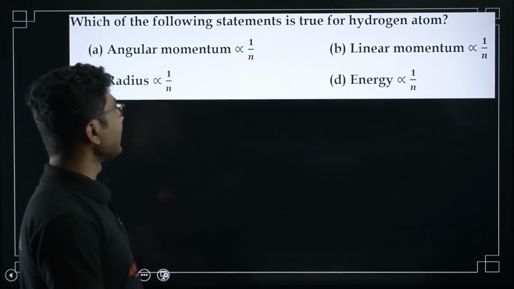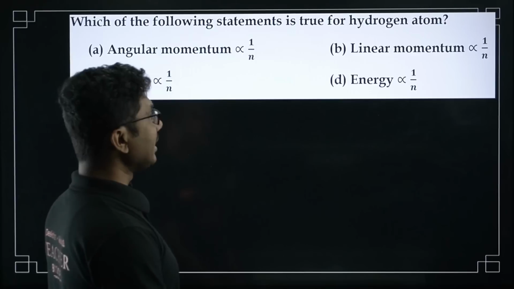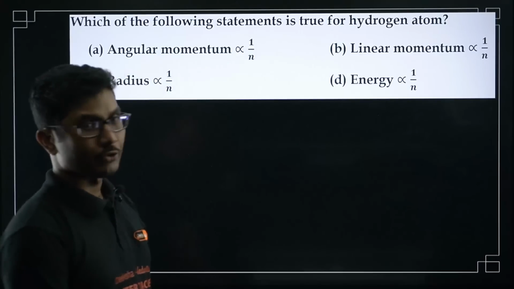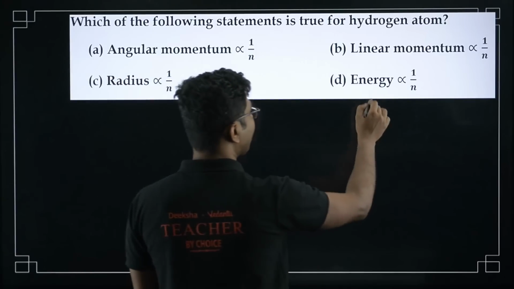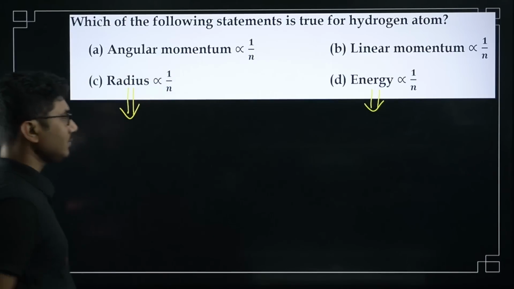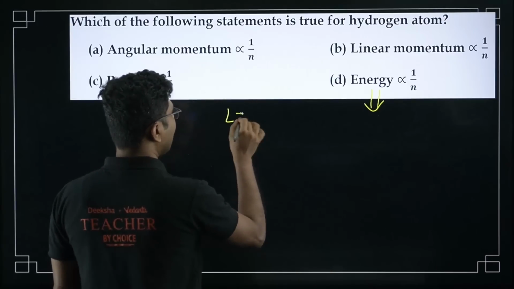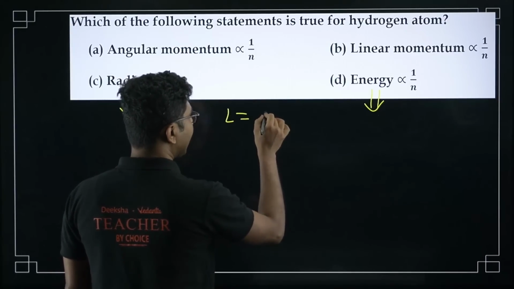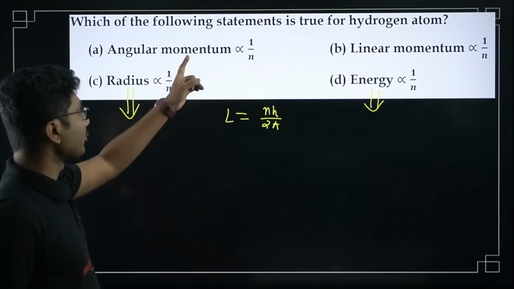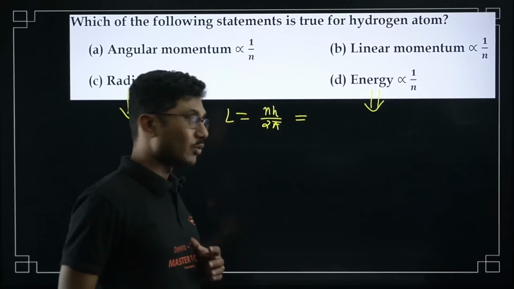Which of the following statement is true for hydrogen atom? Angular momentum is proportional to 1 by n, linear momentum is proportional to 1 by n, radius is proportional to 1 by n, energy is proportional to 1 by n. Energy is proportional to 1 by n square, radius is proportional to n square. Okay, angular momentum is given by nh by 2 pi. So it is proportional to n, so does not proportional to 1 by n. And if you check, linear momentum will be proportional to 1 by n.